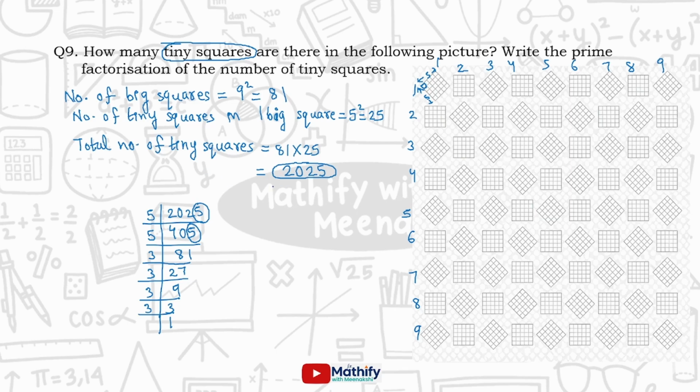So, what is the prime factorization of 2025? You will write the prime factorization of 2025 is 5 into 5 and 3 four times. So that's it. We are done with our first Figure It Out of this chapter. Now we'll continue this chapter in the next video.